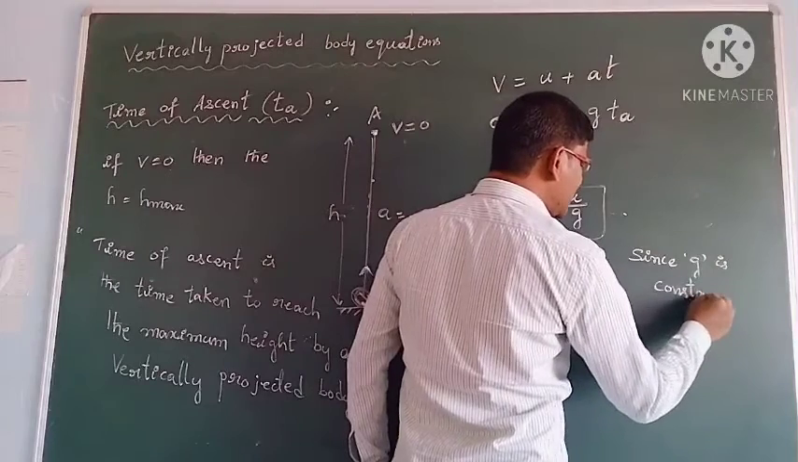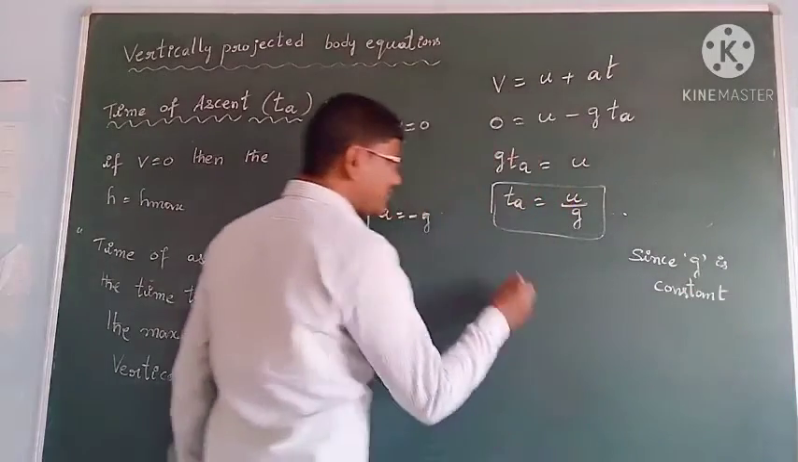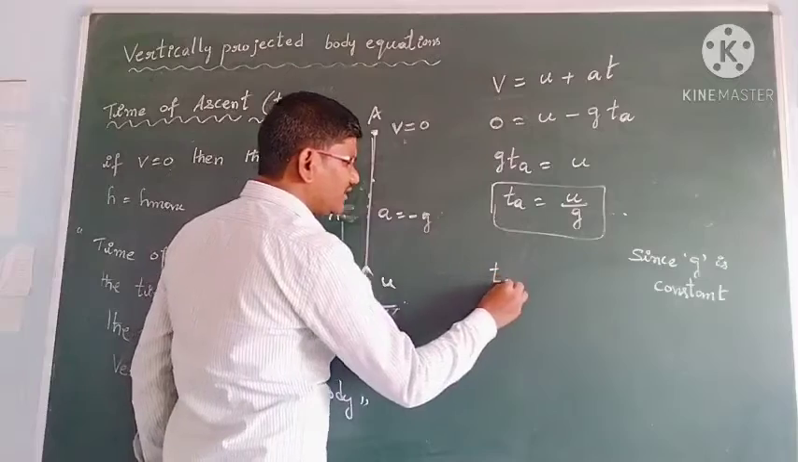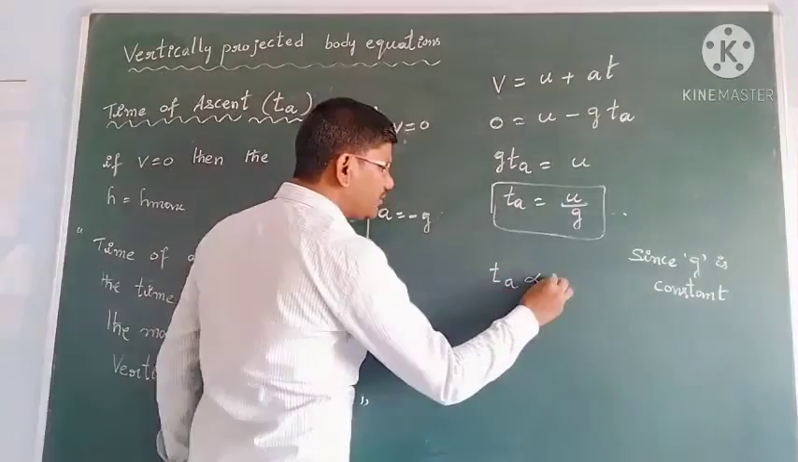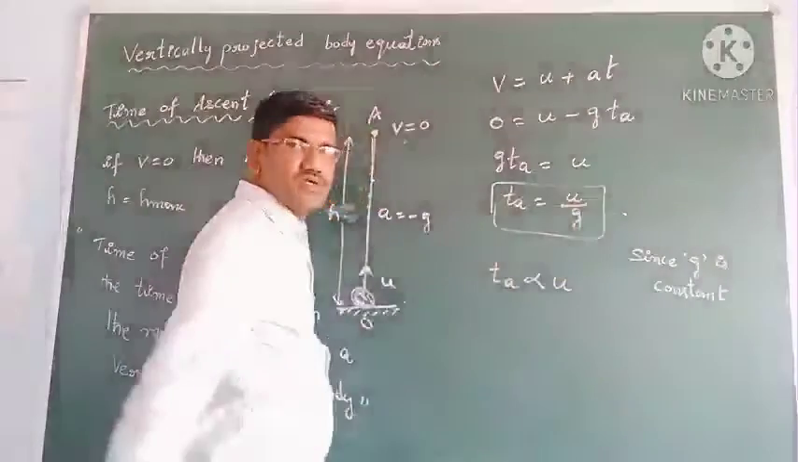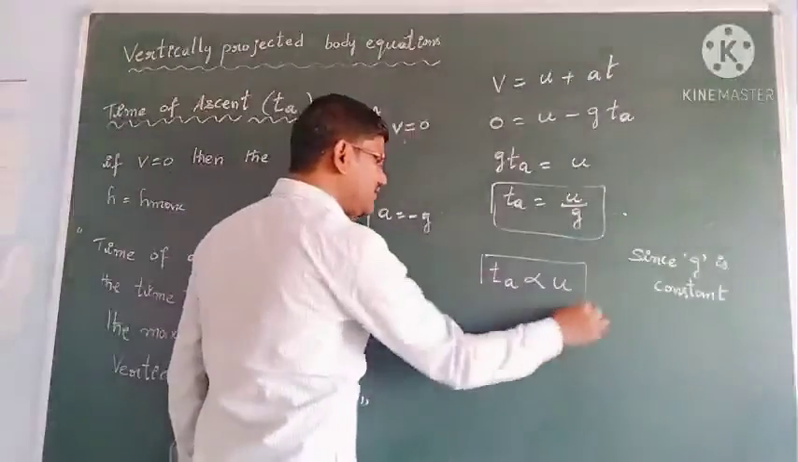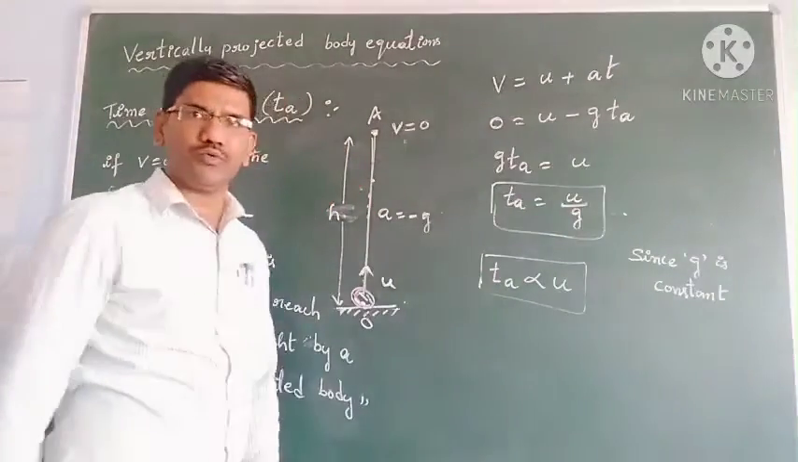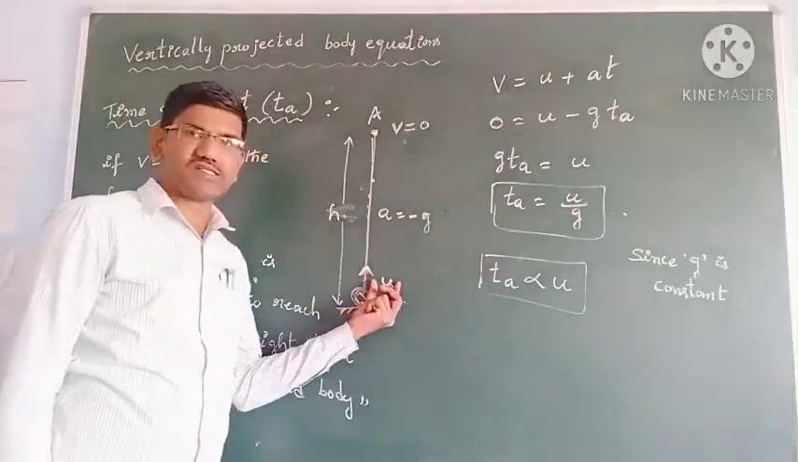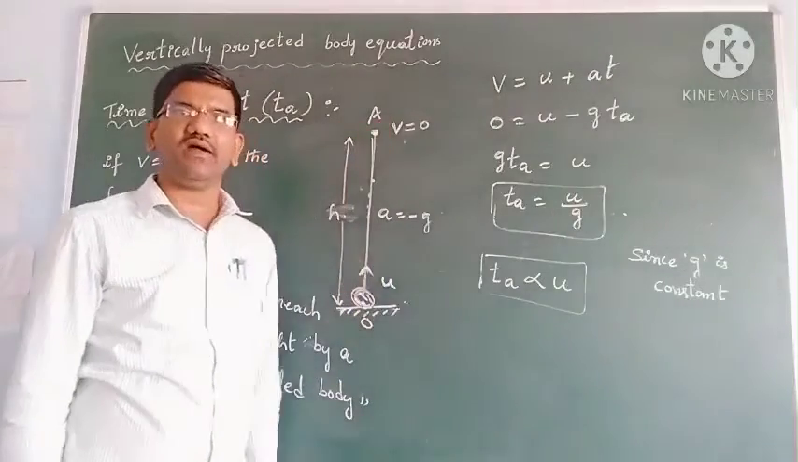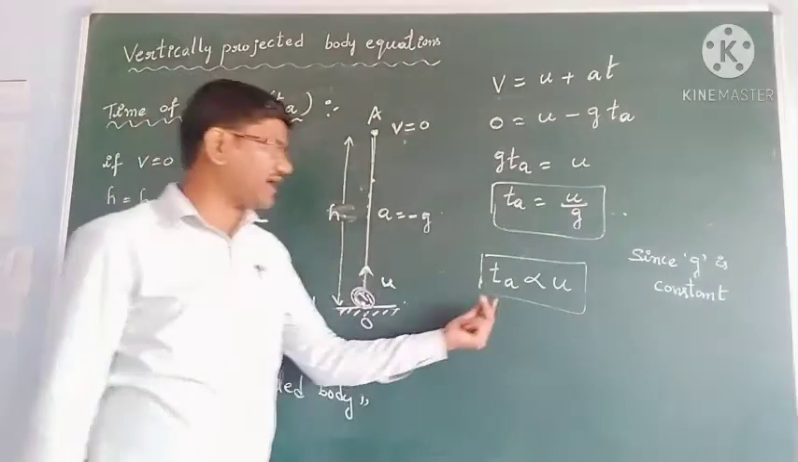Since g is constant, the time of ascent is directly proportional to u. Since g is constant, time of ascent is directly proportional to u. It means if you project with greater speed, it reaches a greater height and it takes more time.